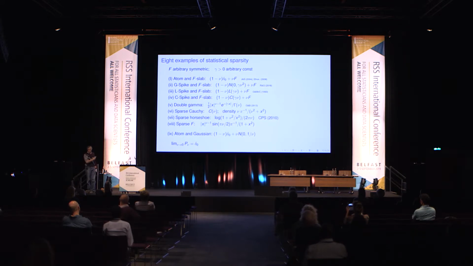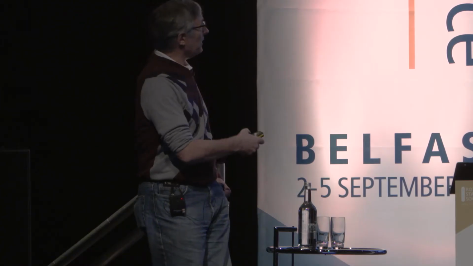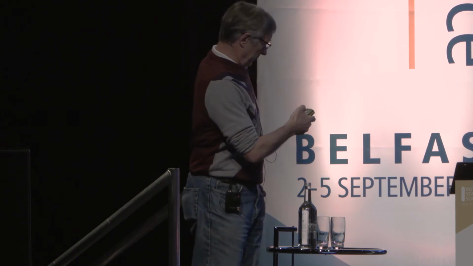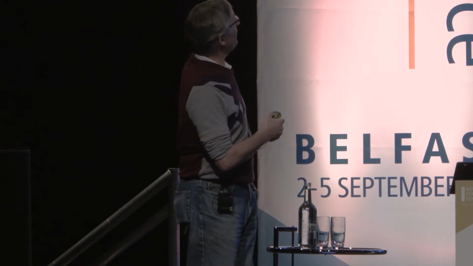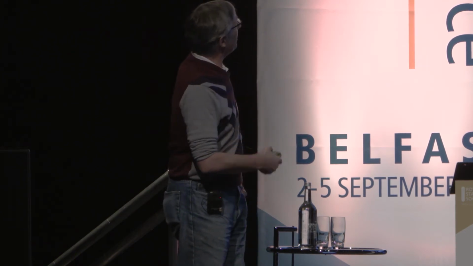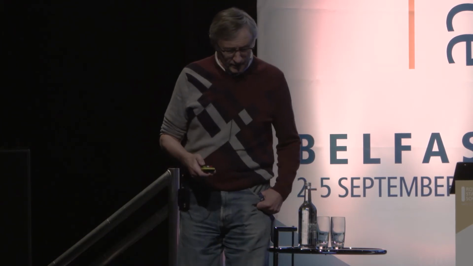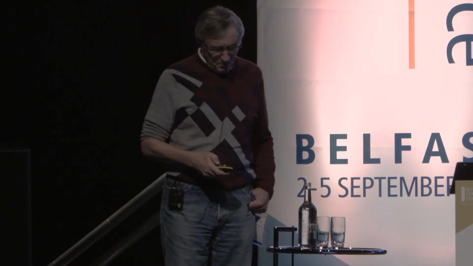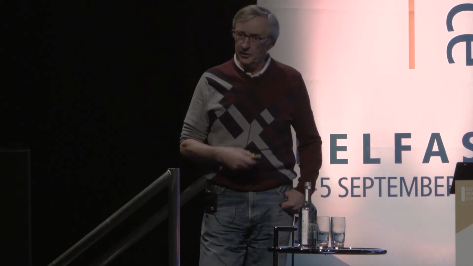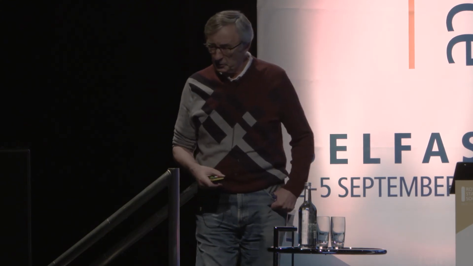But what I want to do is analyze them, take them apart, and try to figure out what is the common theme. Those of you who are paying attention might notice that I've said eight examples of statistical sparsity, but there are actually nine there. It's not that I can't count. What I want to get at here is what is the common theme, and which is the odd one out.